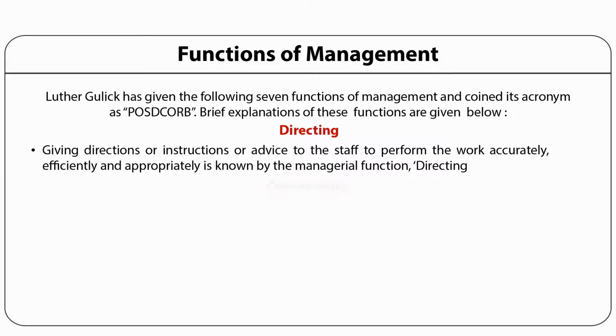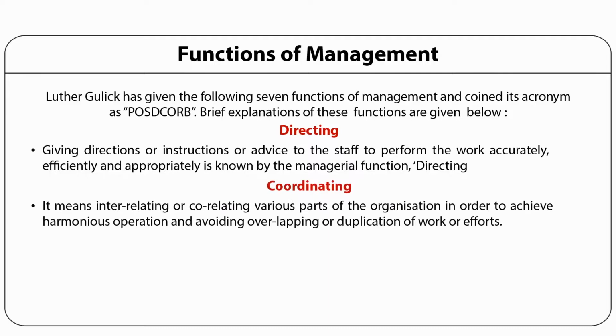Fifth, C, Coordinating. It means interrelating or correlating various parts of the organization in order to achieve harmonious operation and avoiding overlapping or duplication of work or duplication of efforts. It ensures maximum contribution by all units of the organization in a systematic way. In libraries, coordination is required in all sections of the library without any confusion, overlapping or missing links.